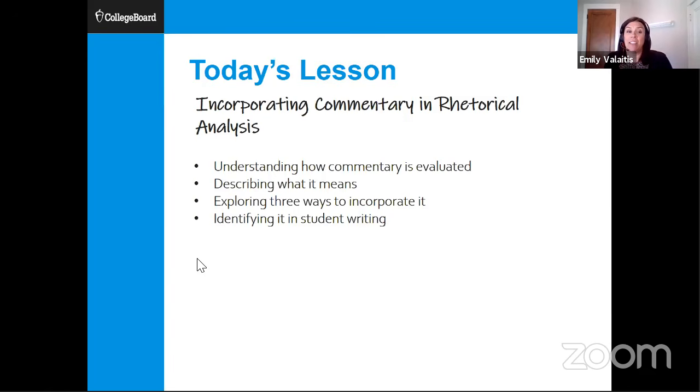So my goal today is to really help you understand how commentary is going to be evaluated on your rubric and what it means. I think that sometimes analysis seems so nebulous and broad and overwhelming that I want to make it as concrete as possible to you today. So describing what it means, but then also exploring how you are able to embed more commentary in your writing. If you had to essentially create tasks or steps, what would those be? And then we're going to be looking at it in some student writing too, just so you can examine how it might all fit together.